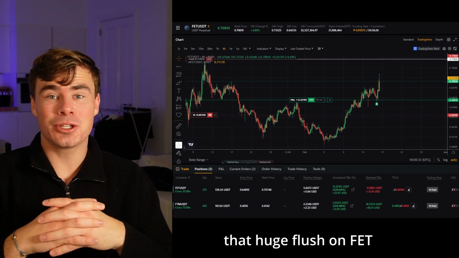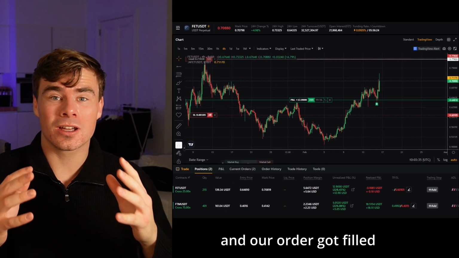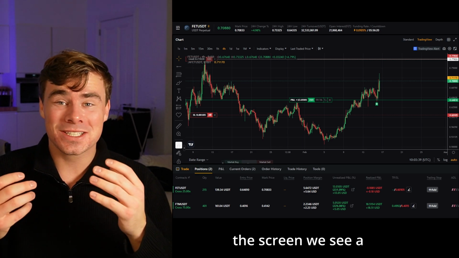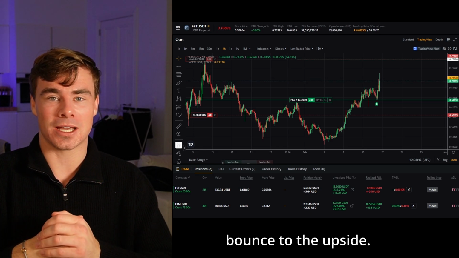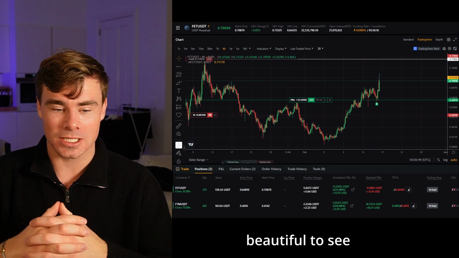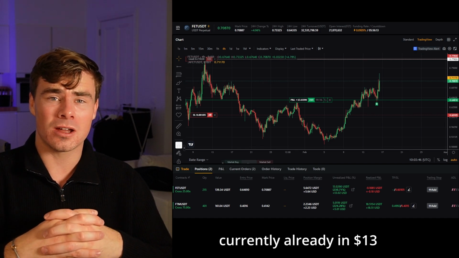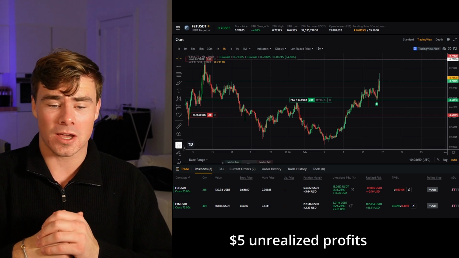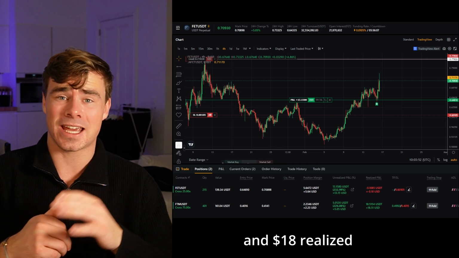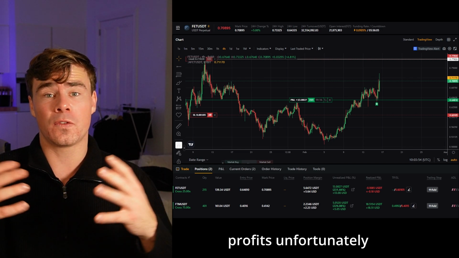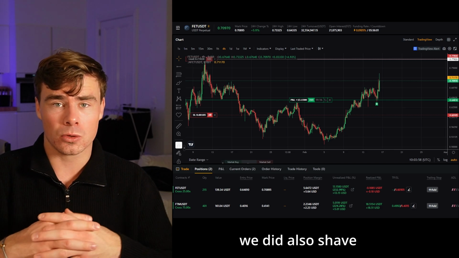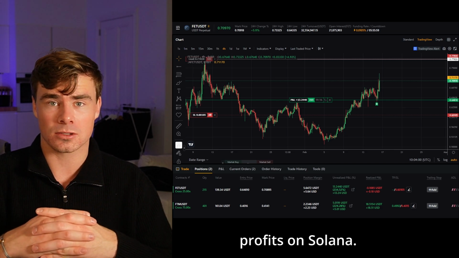We did indeed get that huge flush on FED and our order got filled, and after our order got filled, as you can see on the screen, we see a beautiful bounce to the upside. This is absolutely beautiful to see. Currently already in $13 unrealized profits. We can see that Phantom is also still running in $5 unrealized profits and $18 realized profits. Unfortunately, Solana got stopped out at break even after we did also shave some decent profit on Solana.